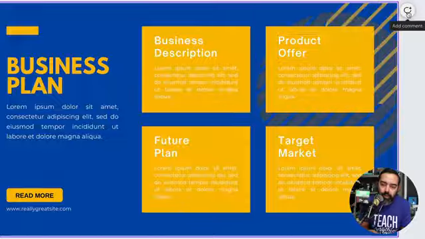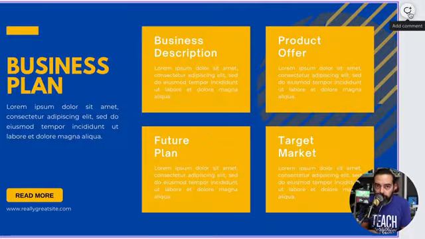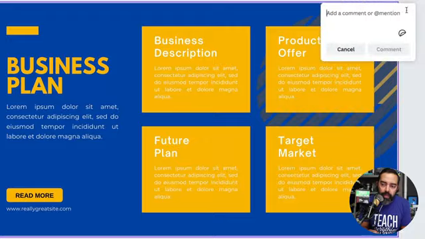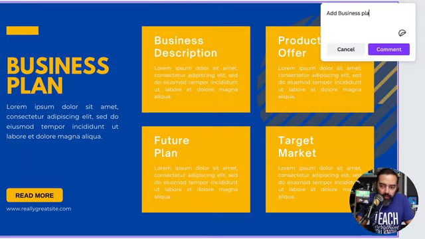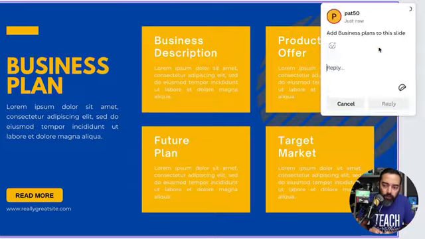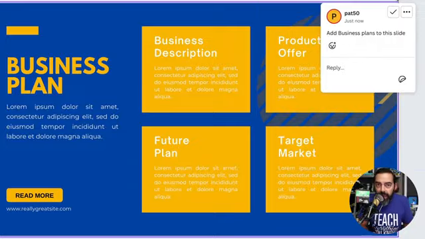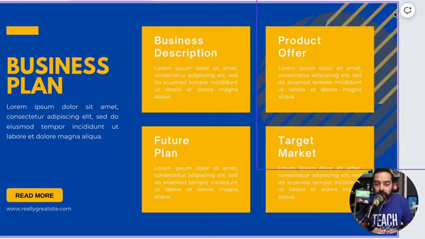Now, you might be wondering, what is this comment bubble here? This comment bubble is for your team. Perhaps you might be coordinating and working with somebody else on this presentation. So I might say, add business plans to this slide. Okay. And now anybody else who I have in this presentation working on it with me can see that. And if they finish with it or they resolve it, they can hit the check mark, and then you'll know that that is done.